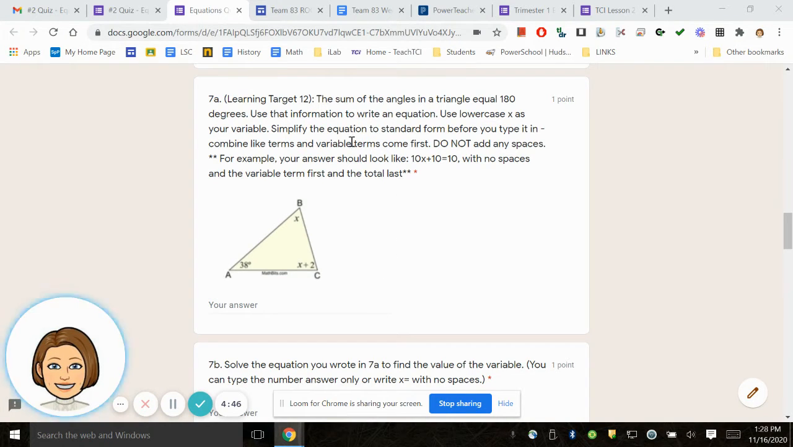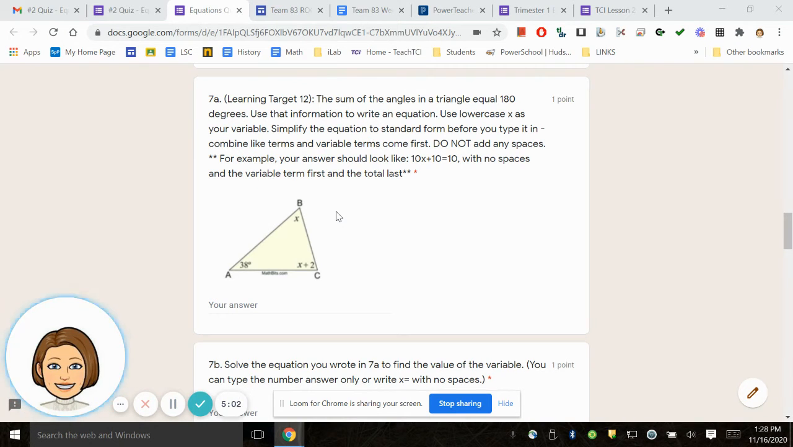Okay, so I'll read the question again. The sum of the angles in a triangle equal 180 degrees. Use that information to write an equation. Use lowercase x as your variable. Simplify the equation to standard form before you type it in.